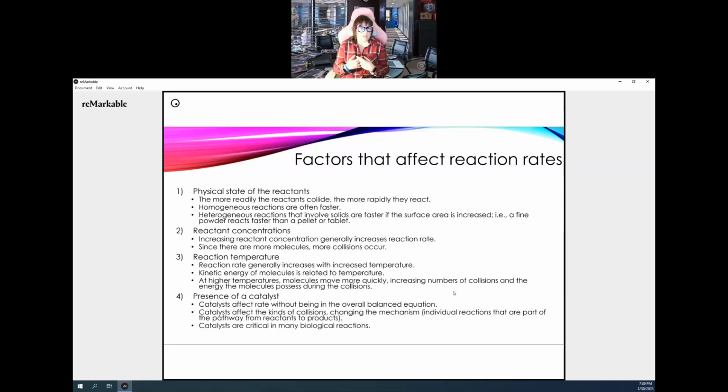Now, there's another thing that we need to talk about, and that's the presence of a catalyst. A catalyst affects the rate of the reaction without affecting anything in the balanced equation. So it doesn't appear in the balanced equation. It's not going to be part of our equilibrium expressions. Catalysts often affect the kinds of collisions, changing the mechanism, so the way that it gets from point A to point B, the individual reactions that are part of the pathway from reactants to products. Catalysts are critical in many biological reactions. So catalysts are important in affecting reaction rates as well.